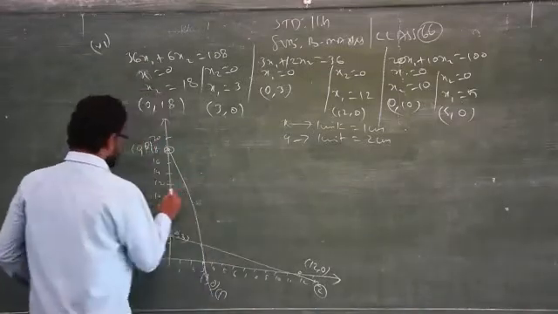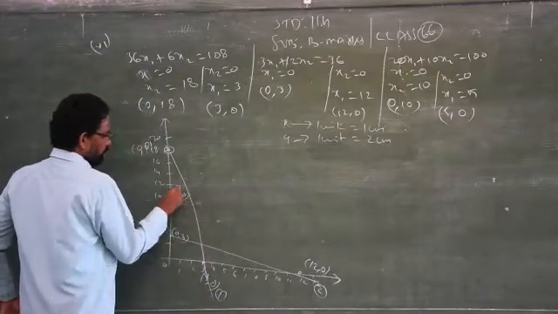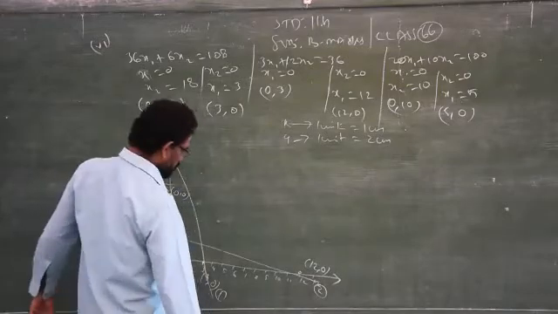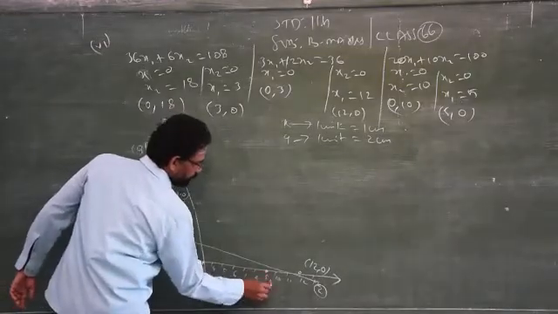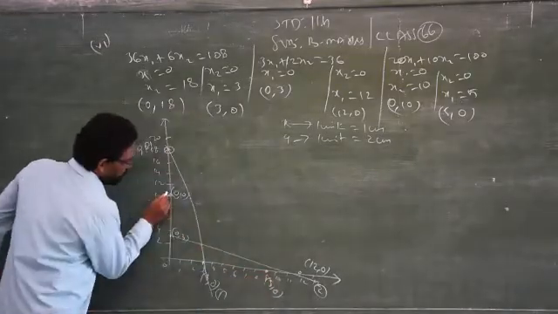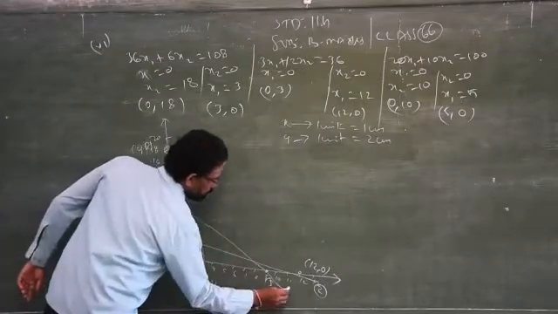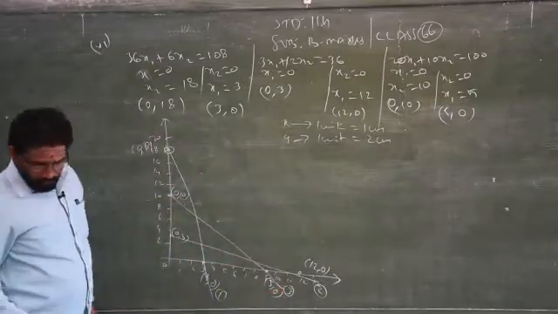Then 0, 10. Then what is the pair? That is 5, 0. So just connect these two, that is equation number 3. Now what is the question?